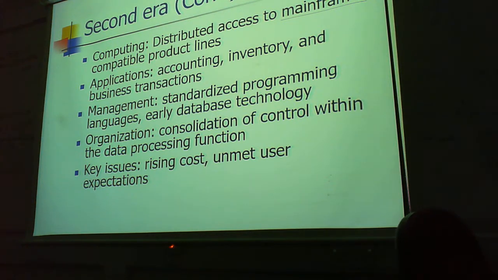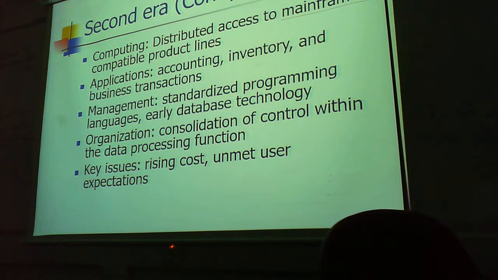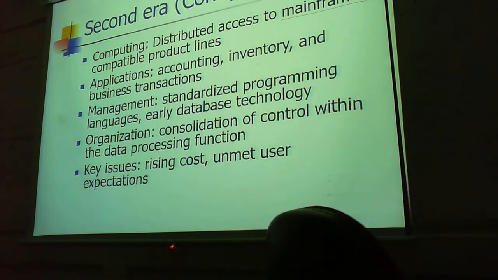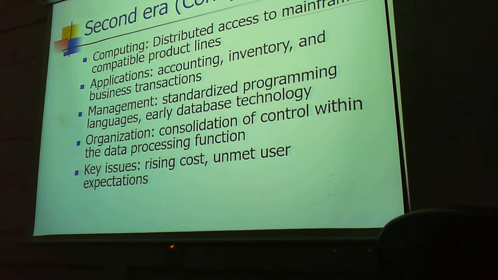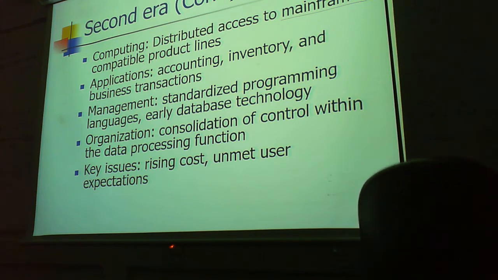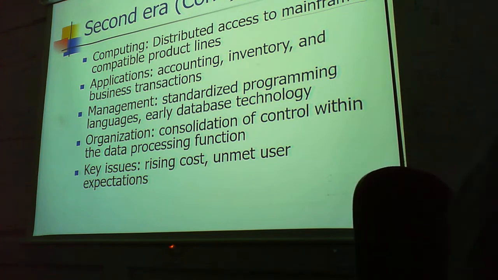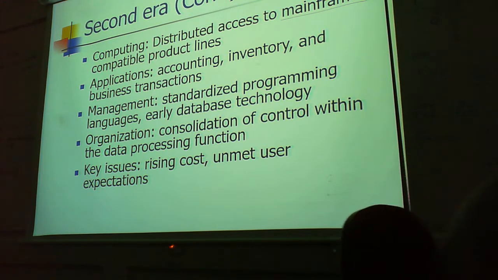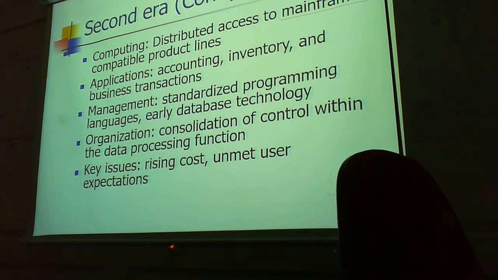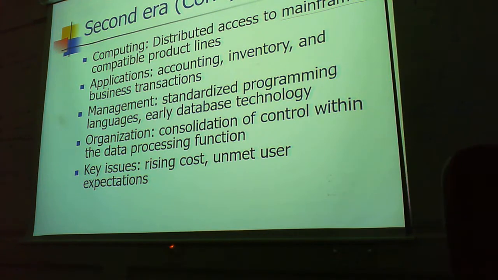What are the key issues in this time? Well, money, really: rising costs and people needing more functionality from computers and not really having the time, effort, resources, or money to meet those demands. One of the things that we were running into is that essentially we couldn't meet the demand or the cost back then, okay?